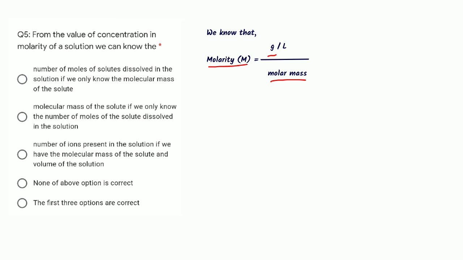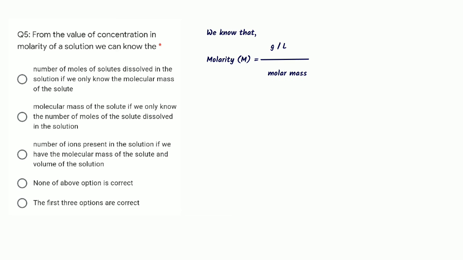From the mass of the solute, you can calculate the number of moles of the solute, but only when we know the L, that means the volume of the solution. So to know the number of moles of solute, we need to know the volume as well as the molar mass as well as the molarity. One thing is missing here, so this is the incorrect option.